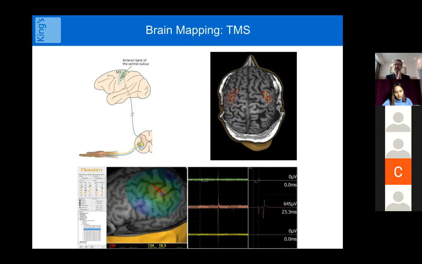And the stimulation that we do is a navigated stimulation. So you have the MRI of the patient, and you can see in real time where you are stimulating, so that you come up with a map of the motor area in order then to avoid entering that area or damaging this area when you remove tumors that are close to motor areas.